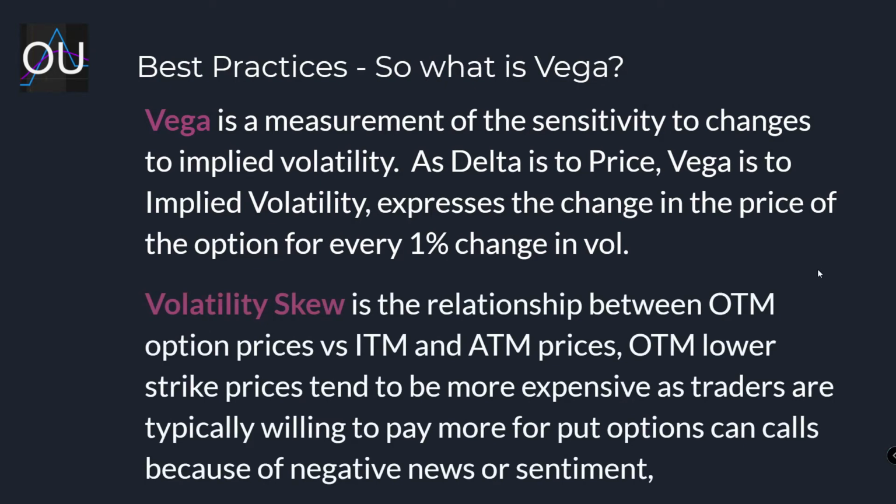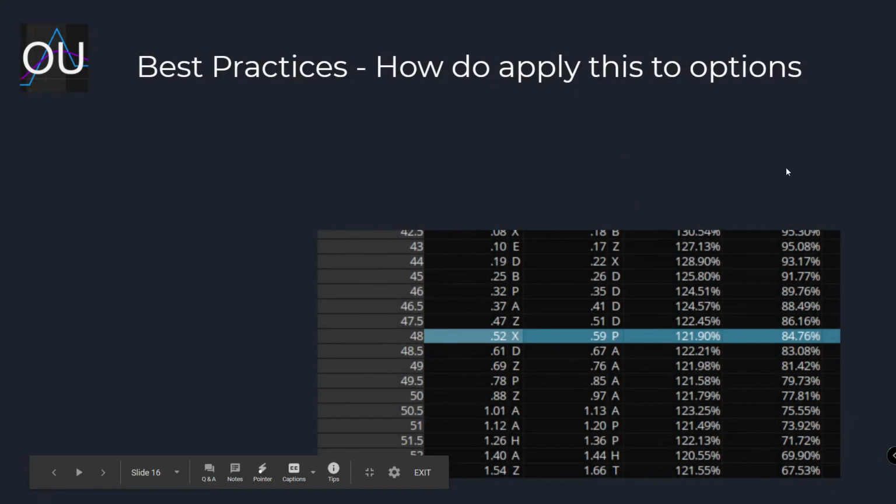Volatility skew is another term you'll hear. Don't be too worried about this. It's just a relationship between the out of the money option prices versus the in the money and at the money prices. Out of the money, lower strike prices tend to be more expensive, as traders are typically willing to pay more for put options than call options.